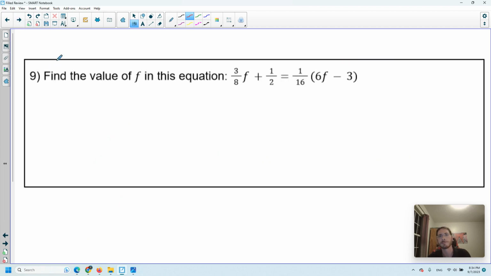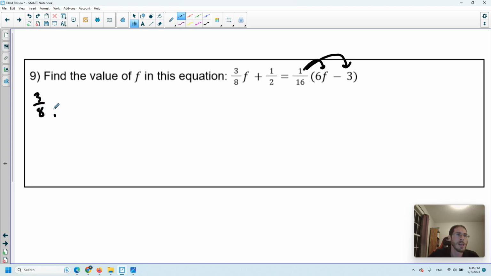All right. Moving on to number 9. So number 9, we got a big equation. This one looks like it's a little bit difficult. It says find the value of f in this equation. Well, there's a lot of fractions. So we got two options, just like with a lot of the other ones we solved. First option, we could go ahead and distribute. We're going to distribute that 1/16.